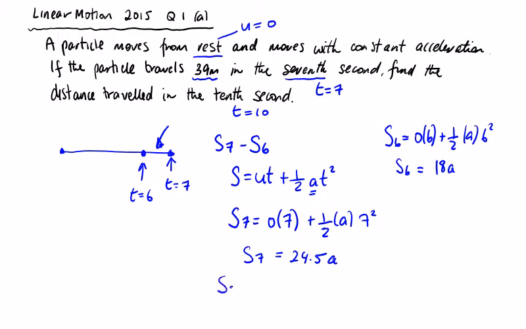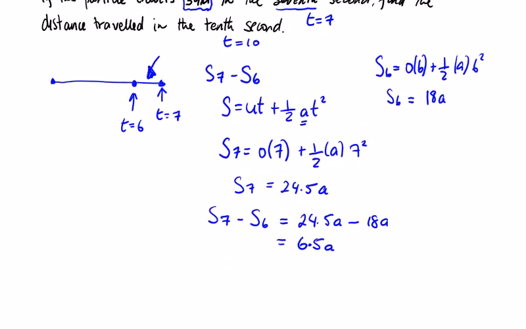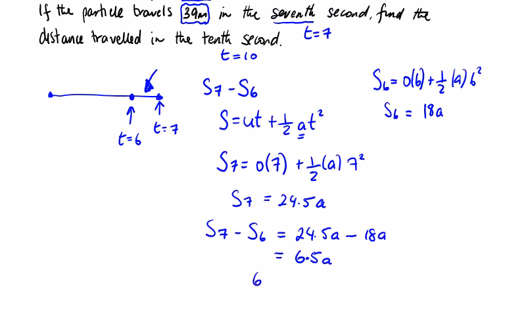So after 7 seconds, or the interval in here, the 7th second, s7 minus s6 is 24.5a minus 18a, which is equal to 6.5a. And they tell us the particle travels this 39 meters, so this will help me get the acceleration. So we can see that 6.5a is equal to 39, which would make a 6, 6 sixes are 36, 6 meters per second squared. So that's the acceleration.